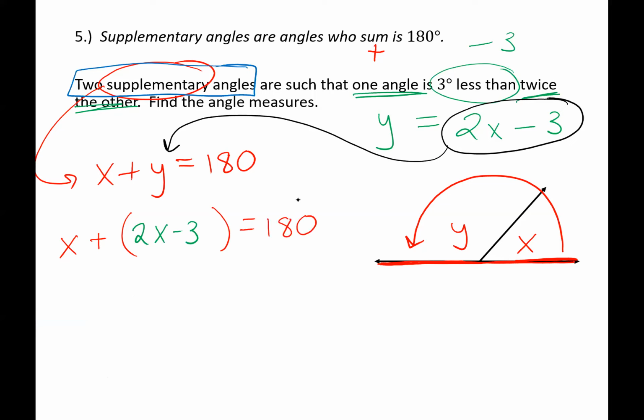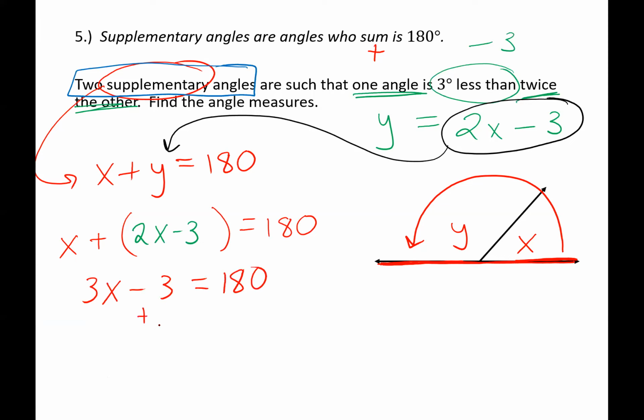Okay, so x plus 2x minus 3 equals 180. I had the y expression in parentheses. There's no coefficient in front of it, so I don't need to distribute anything. So the parentheses are not really necessary. I can go ahead and just combine like terms. x plus 2x is 3x. So I'm writing 3x minus 3 equals 180.